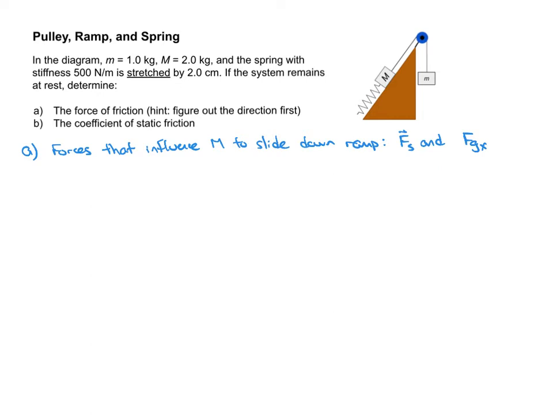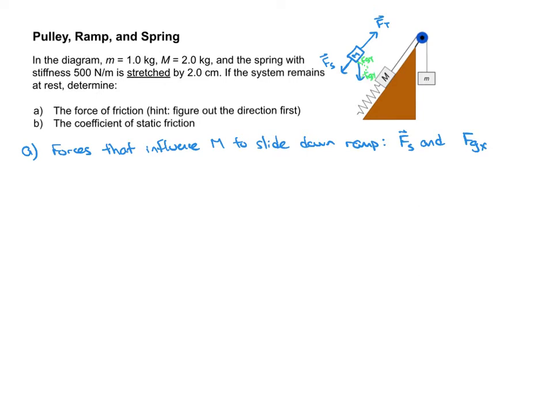So the free body diagram for capital M would have tension pulling upwards. It'll have the spring pulling down. I know the spring's pulling on it because it says it's stretched, and springs want to return to their natural position. And it's got gravity straight down, but that will be split into two components, FGY, FGX.